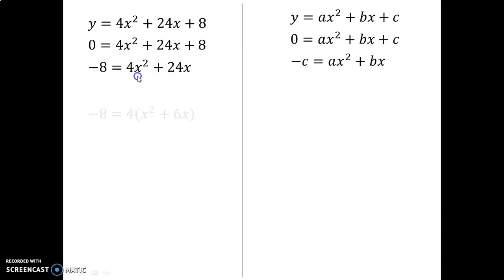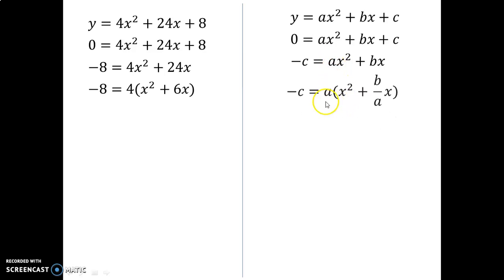Over here I think factoring out the 4 might be a great idea because that makes finding a perfect square much easier. So there's that. And over here we have to factor out the a. This might be a little trickier. Okay, we can factor out the a by dividing this by a and also dividing this by a. And when you divide this by a, we're left with b over a.